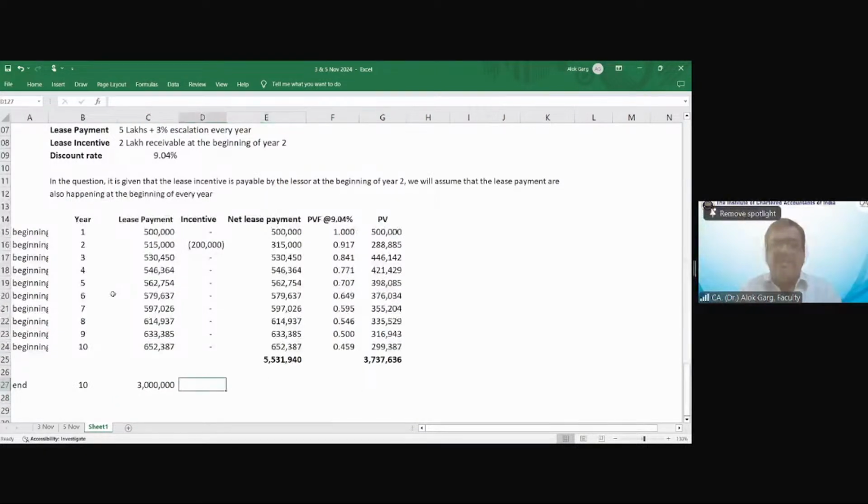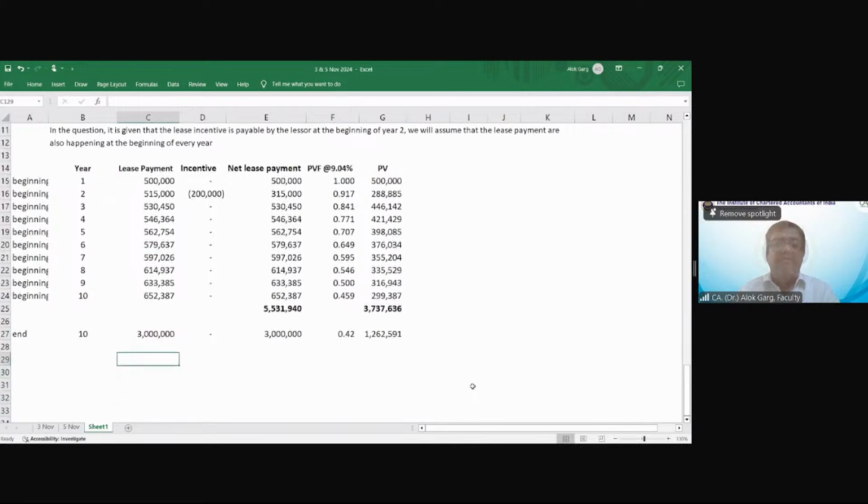What is my net lease payment? Incentive is 0. My net lease payment is 30 lakh. What is my discount factor? इस 30 लाख पे डिस्काउंट फैक्टर क्या होगा? 0.459, divided by 1.09 to the power 10. Very good. Why? Because the 10th year payment was at the beginning; this is at the end. Divide by 1.09 to the power 10, right? 12,62,591. Okay.